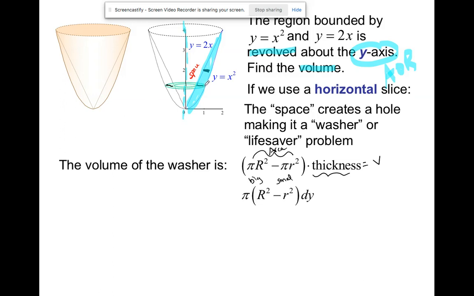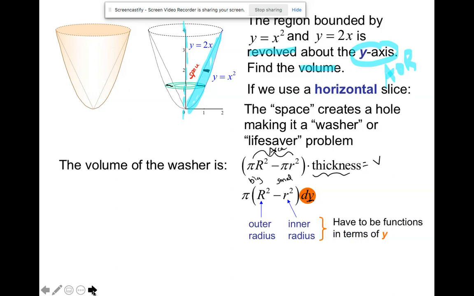Notice the thickness of my strip comes from changing a y value, which is why I'm dy. I did factor out my r. Do not, quote unquote, factor out that squared. You can't do that. That's not legit. Big radius, small radius. Integrate dy because my strip is pointing at the y-axis. All of that has to be in terms of y, though.